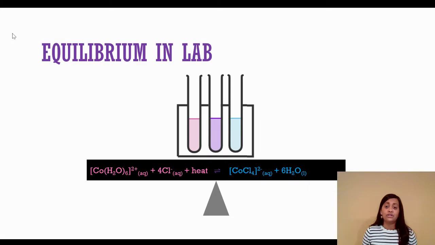That produces cobalt 4 chloride ions on the right-hand side. So when you have more of the left-hand side, it ends up being pink. If you have more of the right-hand side, it ends up being blue. What's in equilibrium is purple, if you think about your color wheel.